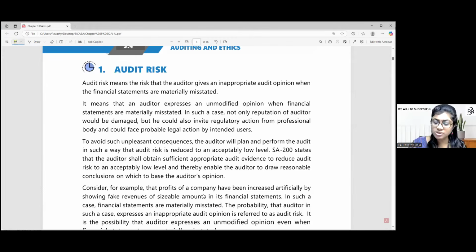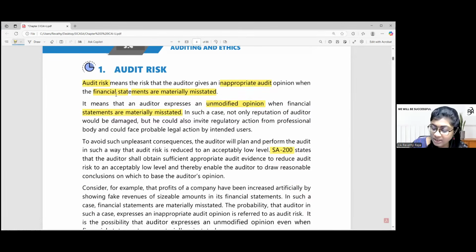So this is the first page, right? In chapter number 3. First, audit risk meaning. Revision, come on, revision. I have to mark it in 7 minutes. Time starts now. Mark it. Audit risk: risk that an inappropriate opinion is given when FSR is misstated. Clear? Now next. In another way, audit risk is expressing an unmodified opinion when FSR is misstated.